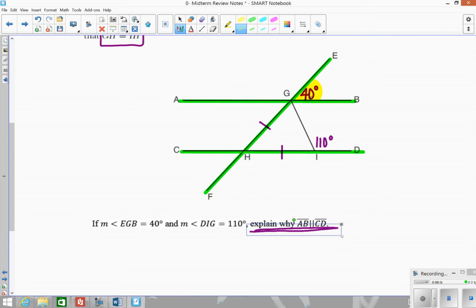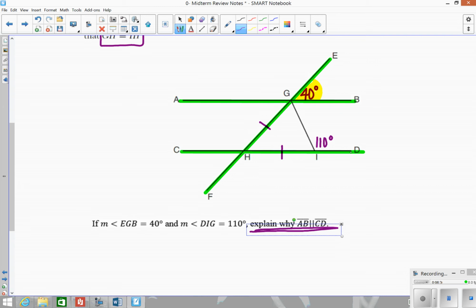Or maybe I could prove that this angle and this angle equal 40, which means those are corresponding angles, which if those are congruent, then the lines have to be parallel. So our goal is going to try to find another angle 40 that's either a corresponding angle or an alternate exterior angle, so that I can prove that the lines are parallel based on that. So let's start with this 110 here. I have 110 here for a reason, and I also have two congruent sides for a reason. So if we start there, then we'll try to get a 40-degree angle somewhere else.